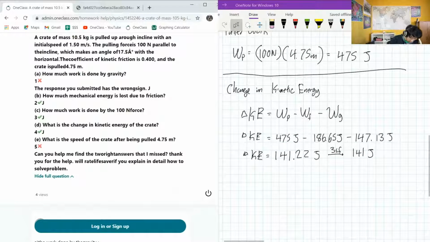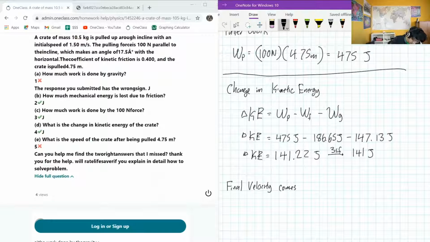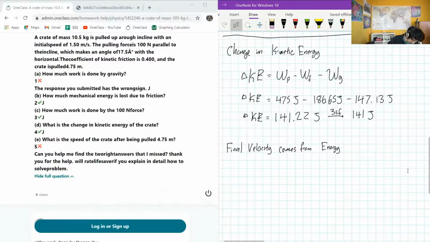So our final velocity comes from energy. Okay, so essentially we have our KE final is going to be equal to our initial kinetic energy plus our work, plus our change in KE, which we just calculated in the previous question.